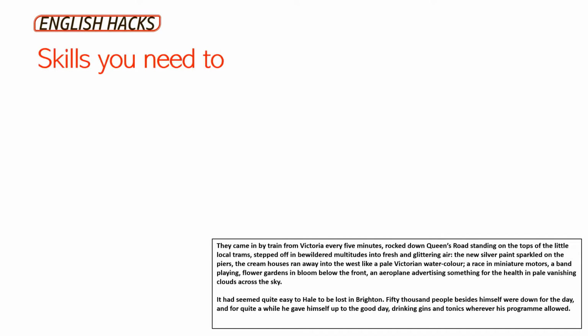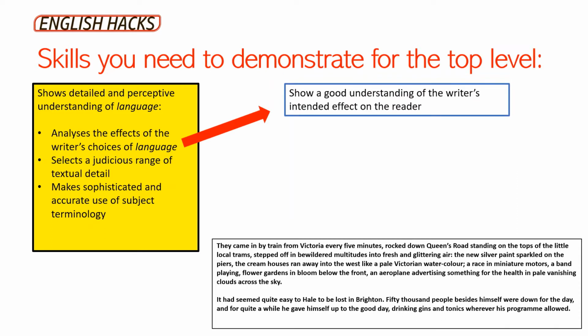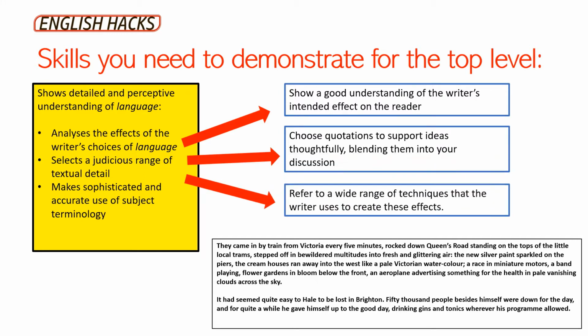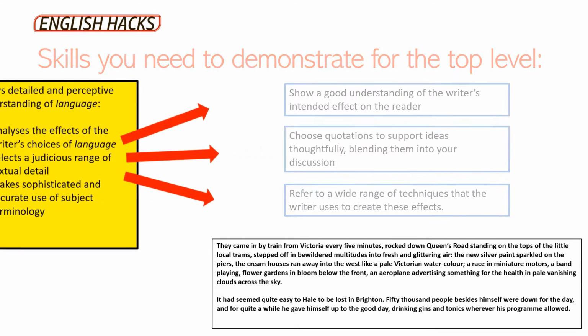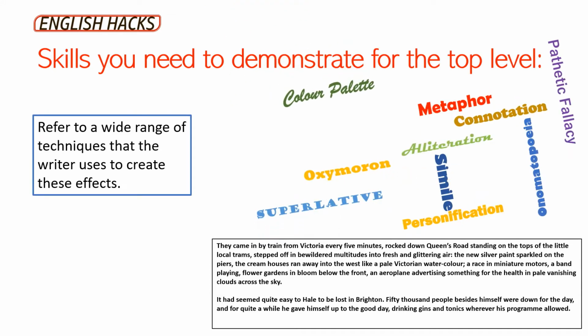So what are you trying to show that you can do here? Well, here's the way the exam board describes it, but we can put it in simpler language. Firstly, you need to show a really good understanding of the writer's intended effect on the reader. Secondly, you need to choose quotations to support all of your ideas really thoughtfully, and you need to blend them into your discussion. And as well as this, you need to refer to a wide range of techniques that the writer uses to create these effects, subject-specific words. Here are just a few of the techniques that you could mention.